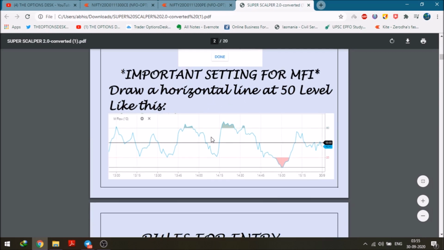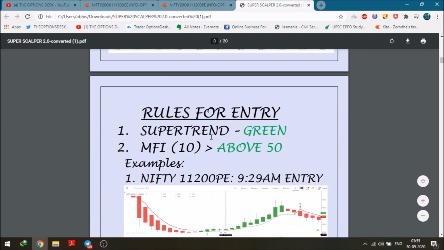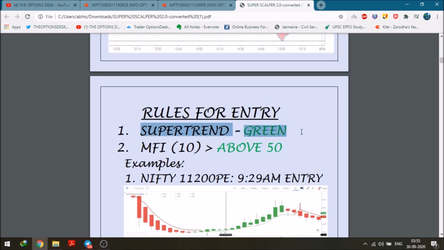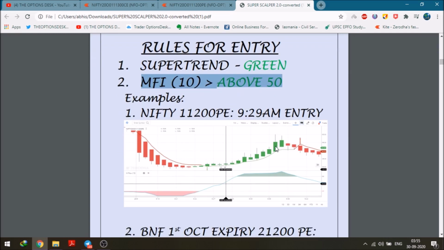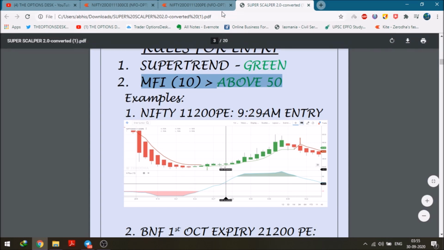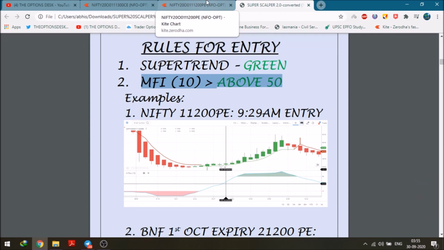Now let's proceed. Rules for entry. What is it saying? Super trend must be green and MFI of the 10 above 50. Okay, I'm not looking, see, I have not opened the Nifty October future, Nifty spot chart even. I'll just trade on the basis of the CE and PE. Let's see how do I do that.